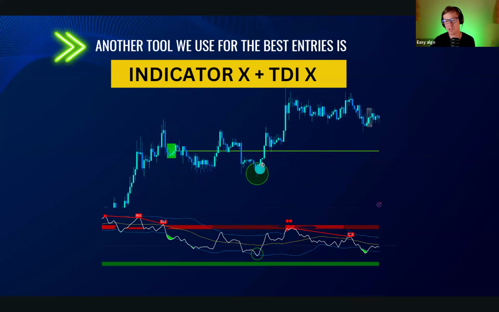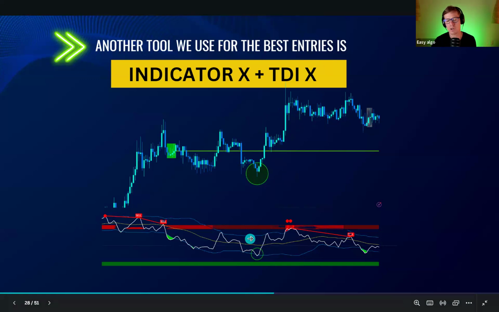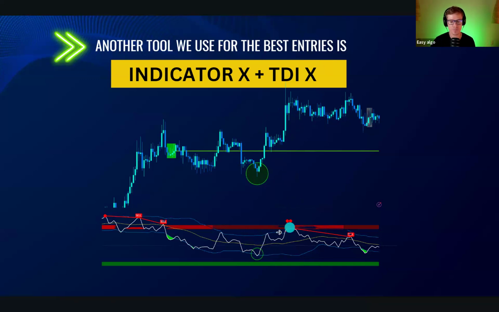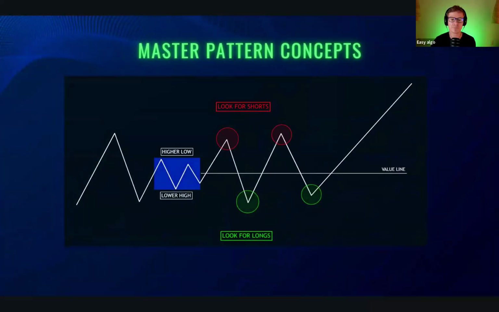So when price is below the line, we're getting a discount. So we always want to enter our long positions under fair market value and our short positions above fair market value. So it basically just draws a line showing you where you should be entering longs, where you shouldn't be entering longs, keeping you on track. And then we're using TDIX to confirm those entries, because it just lets us know when reversals are going to occur. It's a fantastic tool helping you understand counter trend movements and get those sniper entries. So this is kind of how the master pattern concepts works.